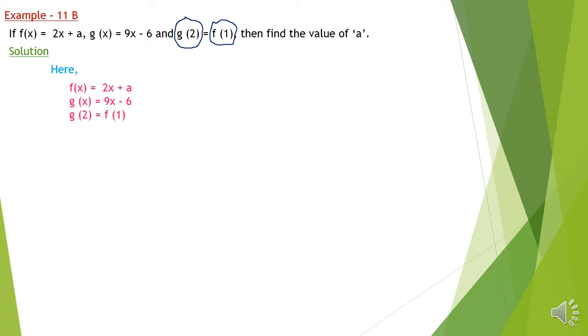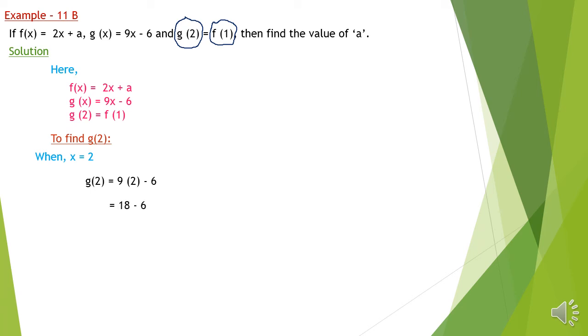Now here these three are the given part. Function f is x plus a, where a is the unknown variable we have to find. 9x minus 6 is g, and g(2) is equal to f(1). So first we have to find g(2), meaning x is equal to 2 in function g, not in function f. 2 is the input for function g, so it will replace the x of function g, not function f.